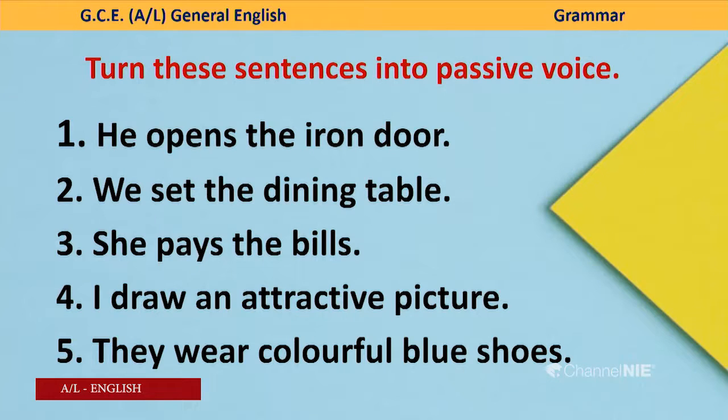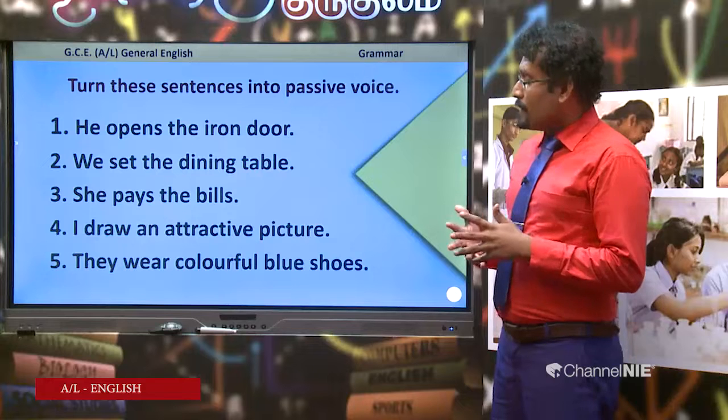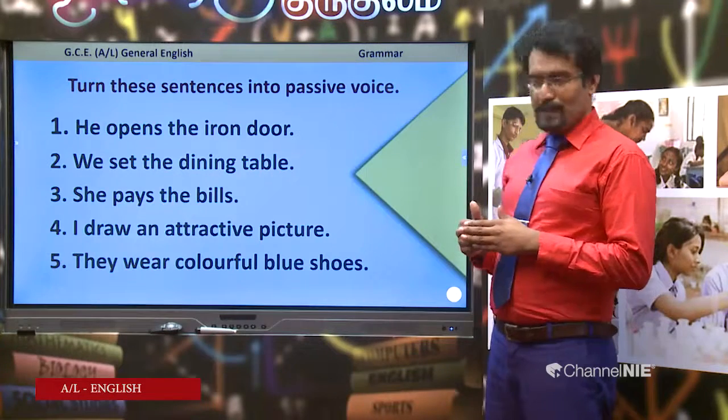I am going to read the sentences for you. He opens the iron door. We set the dining table. Third one, she pays the bills. Fourth sentence, I draw an attractive picture. They wear colorful blue shoes.